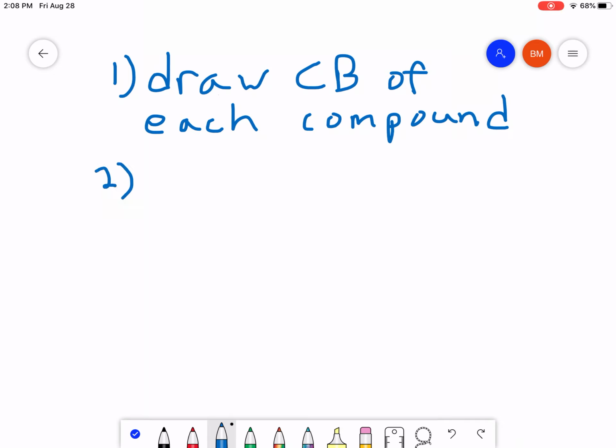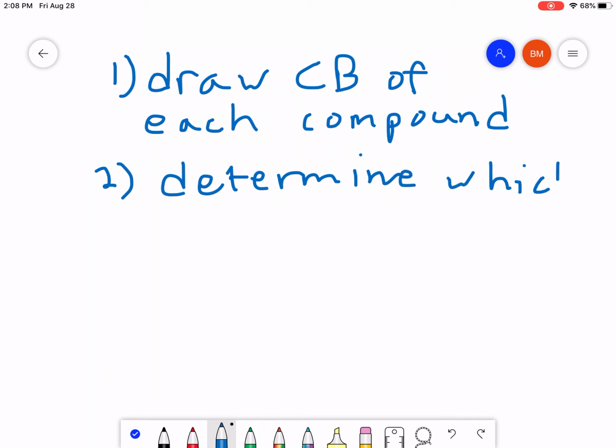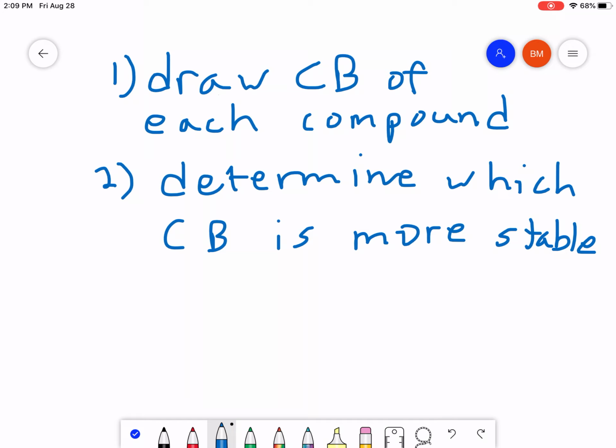Number 2, look at the conjugate bases and determine which conjugate base is more stable. And this is where you use your effects. If you look at two conjugate bases, you can say, well, this one is being more stabilized by the element effect, for example. So this one's a more stable conjugate base. These are the judgments that you have to make.